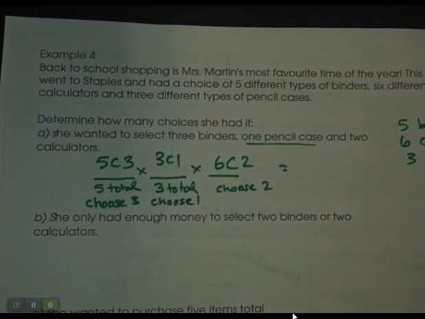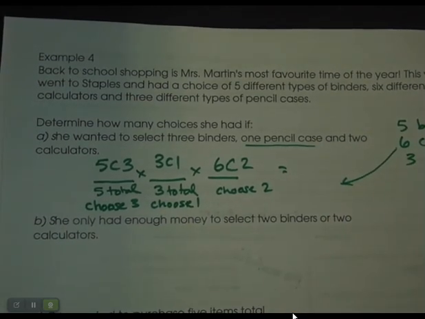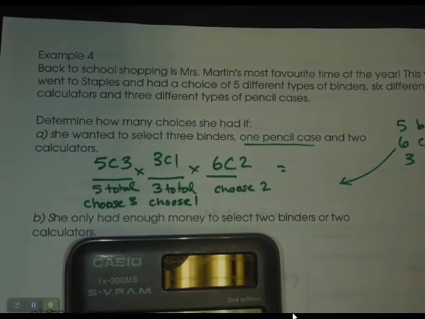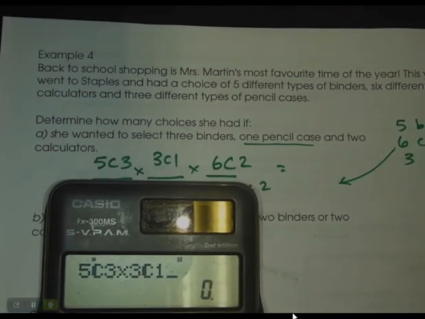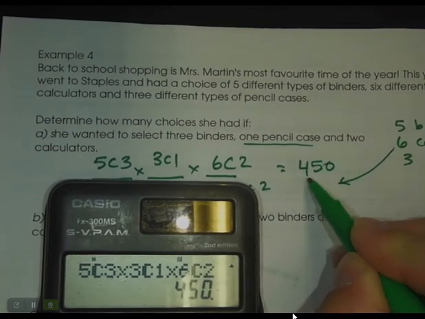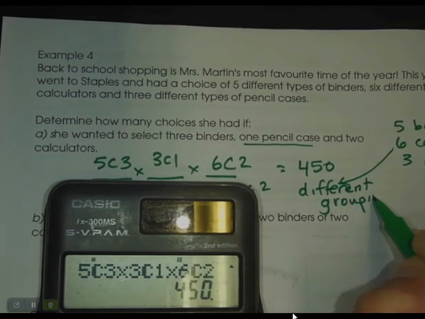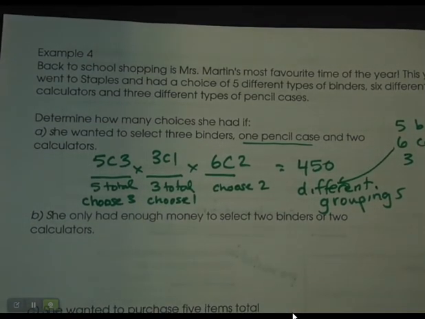And I can do all that in 1 step. Writing down these words here helps us to build that idea. And then I can do that in 1 step. 5, choose 3, times 3, choose 1, times 6, choose 2. 450. So I have 450 different groups or choices I could make by making those things.